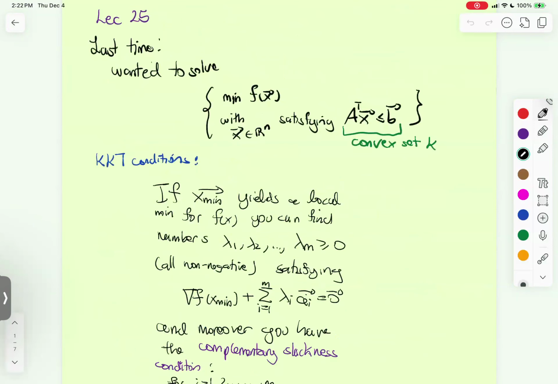One of the reasons why this is a nice problem to work with is because the points that satisfy a linear inequality form a convex set. You remember a convex set: you pick two points on the set, and the line segment is completely inside the set. That's kind of what makes this work nicely.